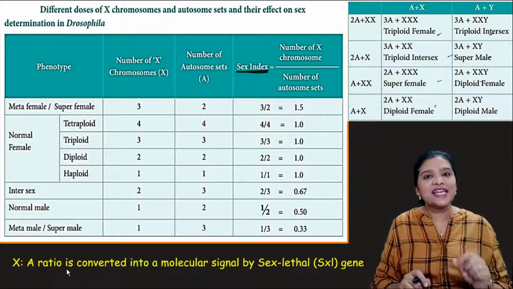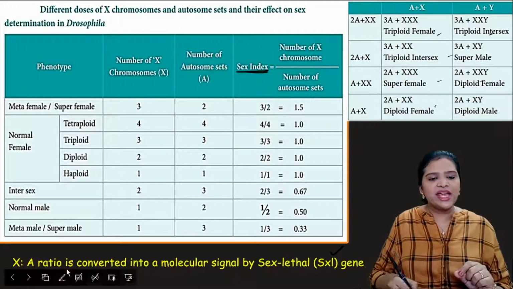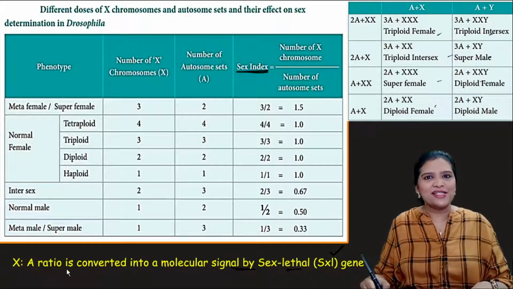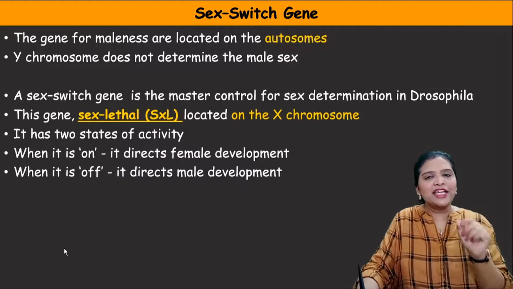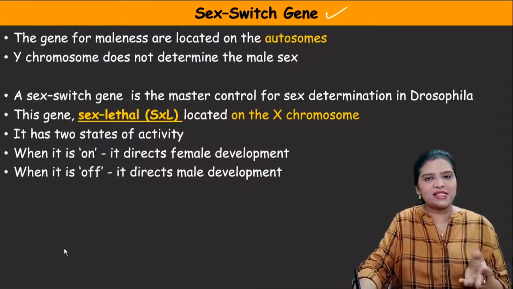That is called the sex lethal gene. That means the X to A ratio is converted into a molecular signal by the sex lethal gene. So what is this concept? Here comes an important thing called the sex switch gene. What is the sex switch gene?